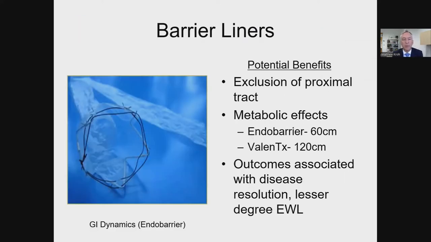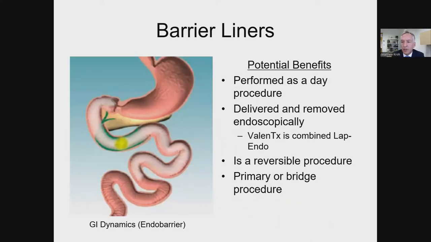Other strategies that have been looked at include barrier liners. These are endoscopically deployed devices that exclude certain parts of the GI tract, either the duodenum or, in a more experimental model, the stomach and proximal small bowel. The potential advantages of these are that they can be performed as day procedures. They are delivered and removed endoscopically and could serve as both primary or bridge procedures.